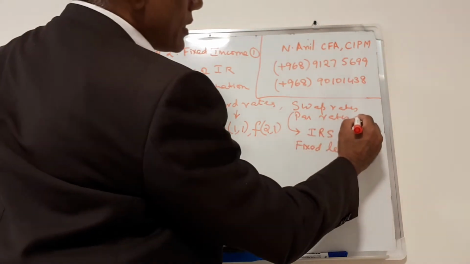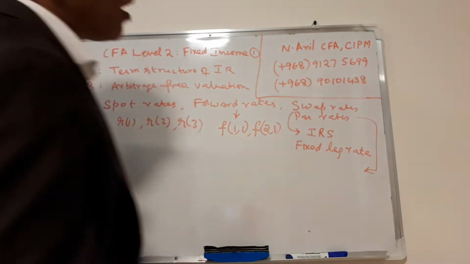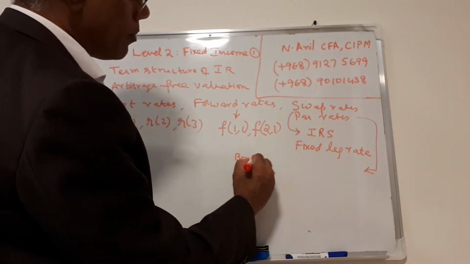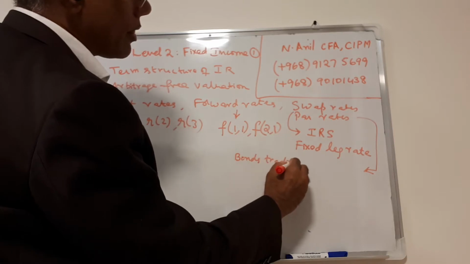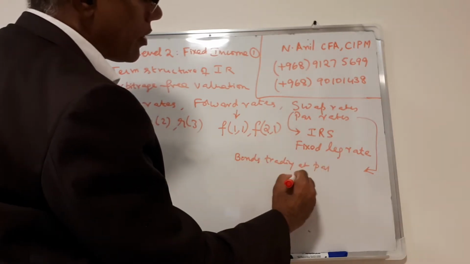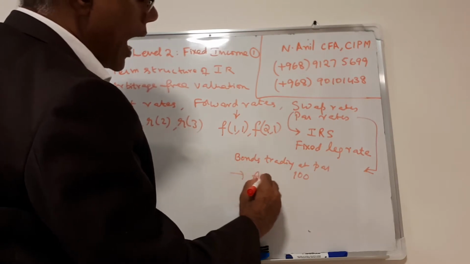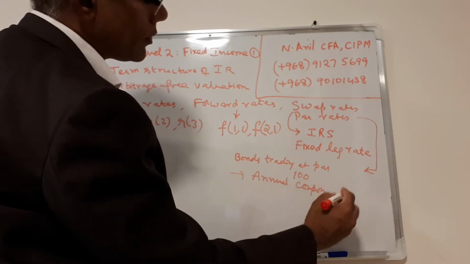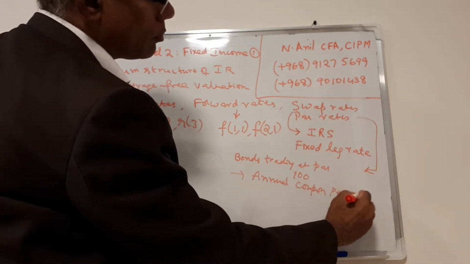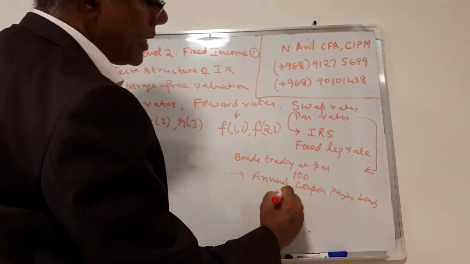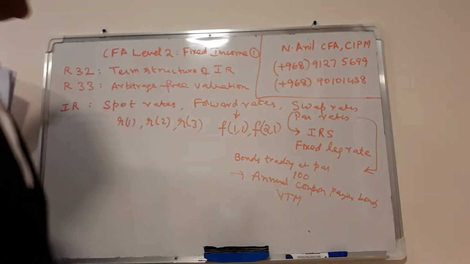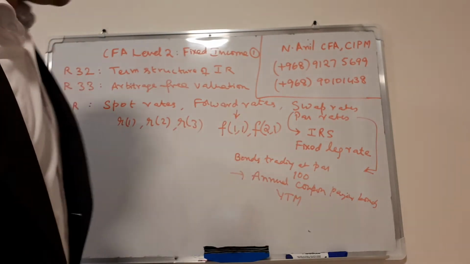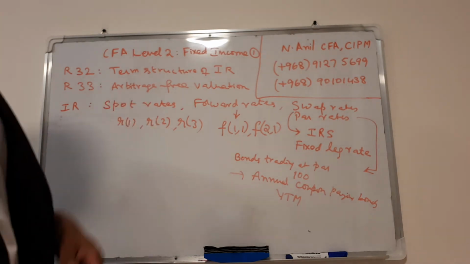The par rates are basically when you have bonds trading at par. Par means 100. Maybe annual coupon paying bonds. So basically, if the bond is trading at par, the yield to maturity is the par rate. So these are the fundamentals in interest rates.